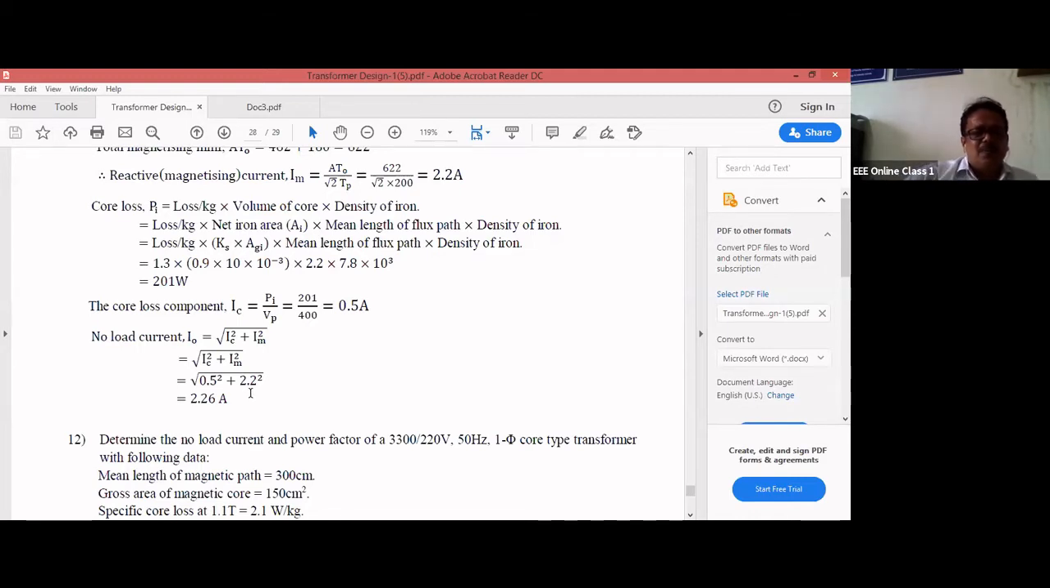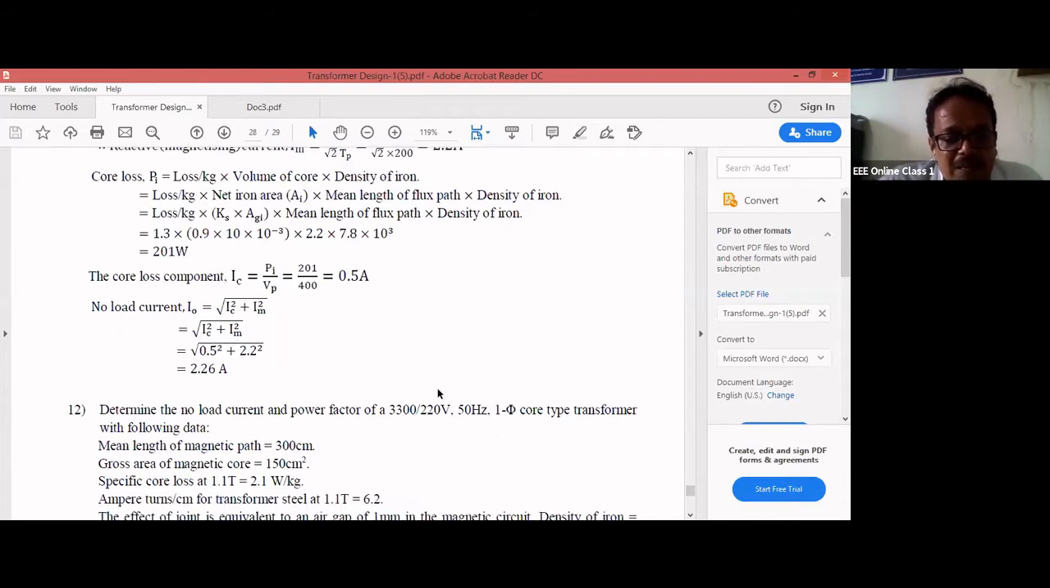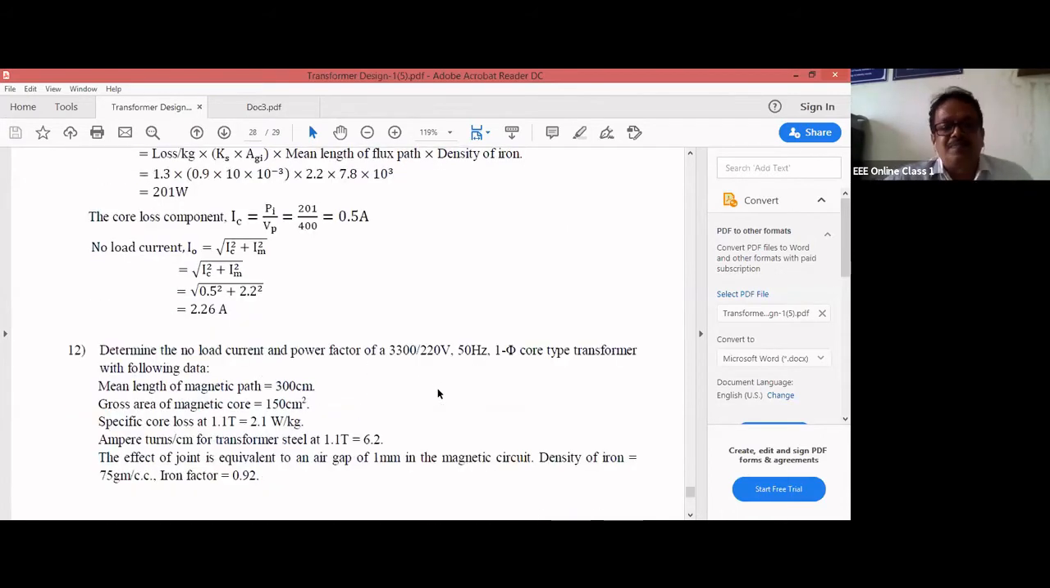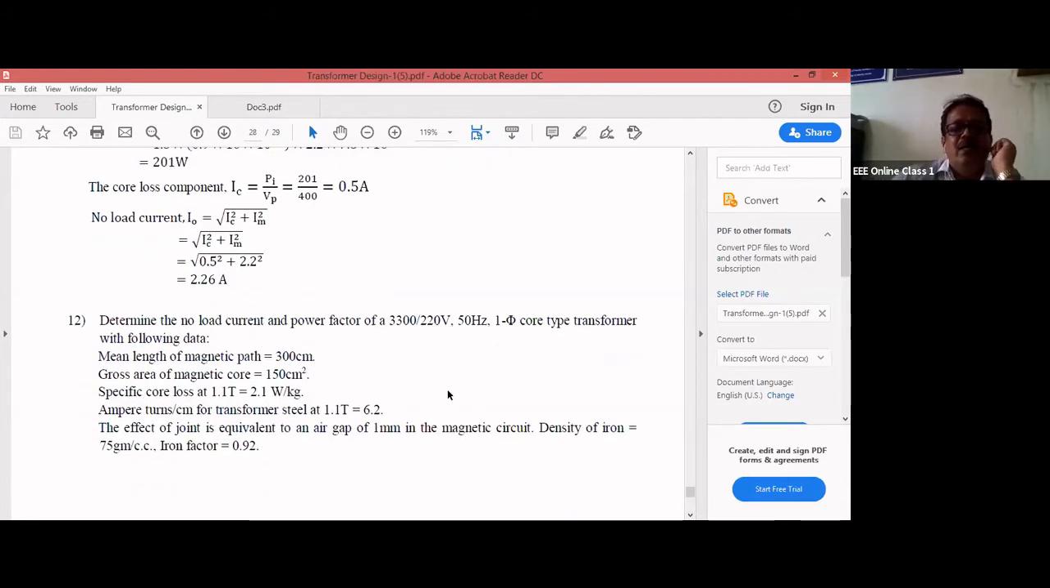These are all simple problems, no load current. A little bit tougher we'll solve in tomorrow's class. No, we'll take one more, a little bit tougher one. Determine the no load current and the power factor. Along with the no load current, you have to calculate the power factor of a 3300 by 220 volts transformer.